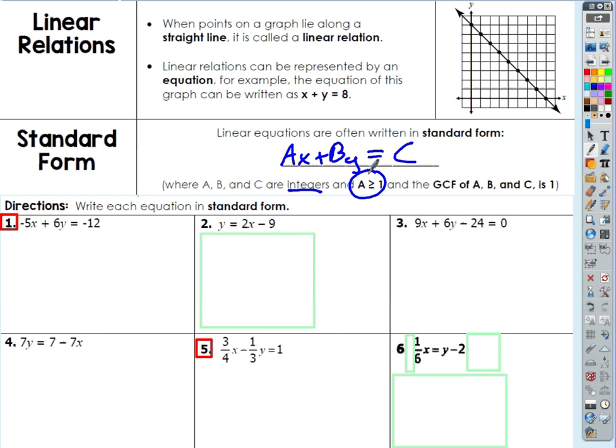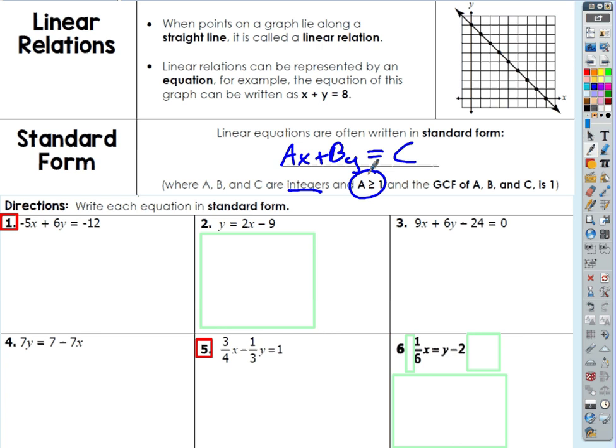So the other thing that would need to be true is that the greatest common factor of a, b, and c is 1, right? If there's a common factor bigger than 1 of a, b, and c, then we would just divide both sides of the equation by that common factor and make those numbers a little bit smaller and simpler, right?